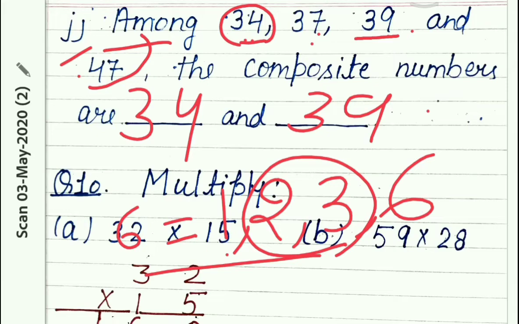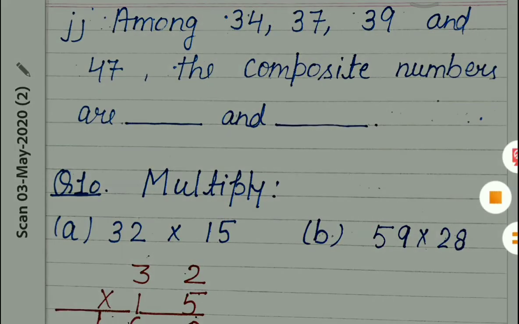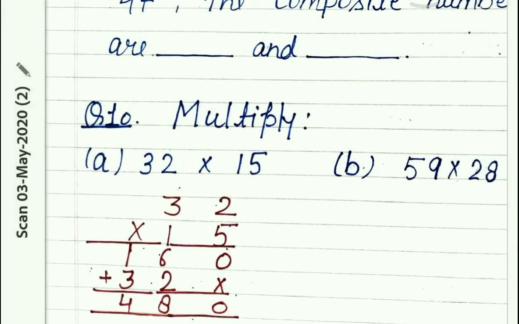Next, see question number 10. As you can see, I have done the solution here also. Multiplication is given: 32 multiplied by 15. Here we will multiply sequentially. Firstly, we will multiply by the ones digit, from right to left, one digit at a time.